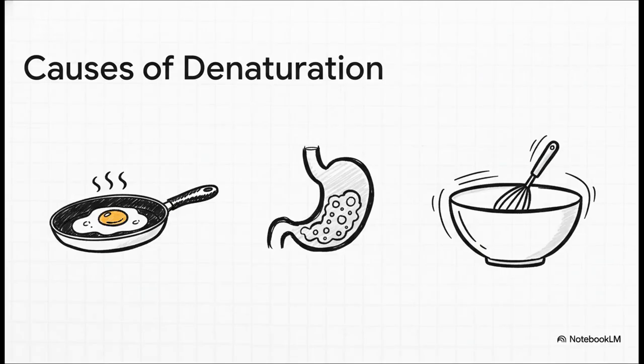And you've seen this happen a million times. Think about cooking an egg. What happens to the egg white? It goes from clear to solid white. That's heat denaturing the proteins. Or think about whipping egg whites for a meringue. That physical agitation, just beating them, does the exact same thing. And of course, the acid in your stomach is a major player here when it comes to digestion.